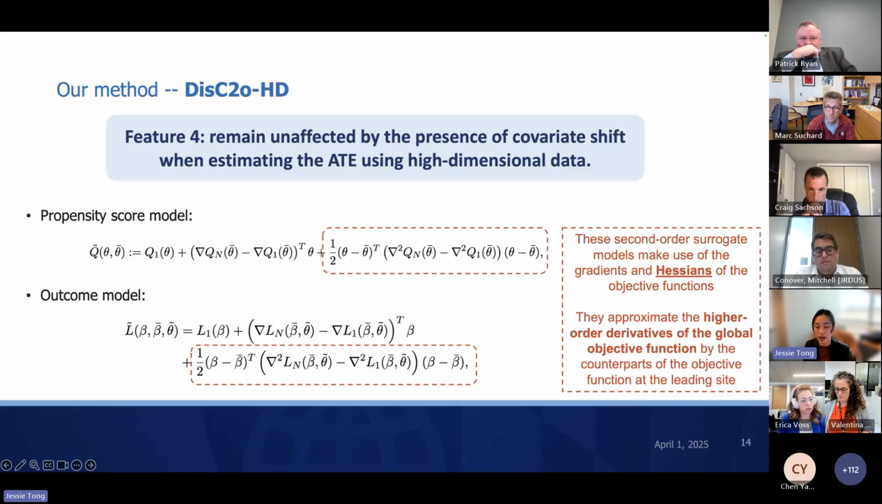Okay, and the final key feature I want to introduce about our method is that it can handle the covariate shift problem. By using the second order surrogate method, we leverage both gradients and the Hessian matrix of these objective functions. We want to use this idea to approximate higher order derivatives of the global objective functions. By transferring the Hessian matrix that we collect from each site, it helps us to well capture the covariance and variance of the distribution shift problem, and helps us to better approximate the global functions compared with only transferring the gradients from each site.